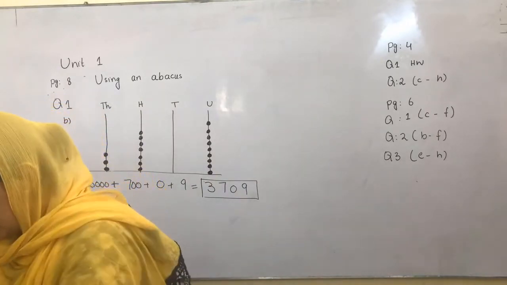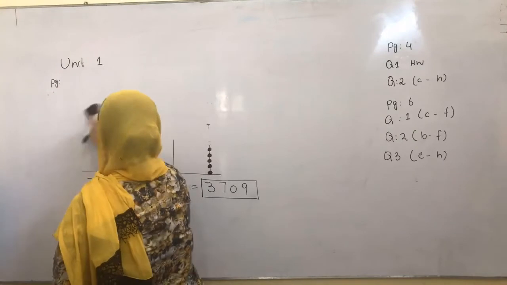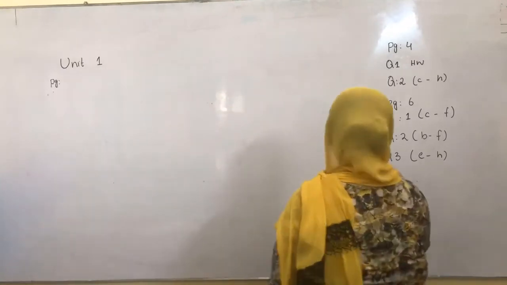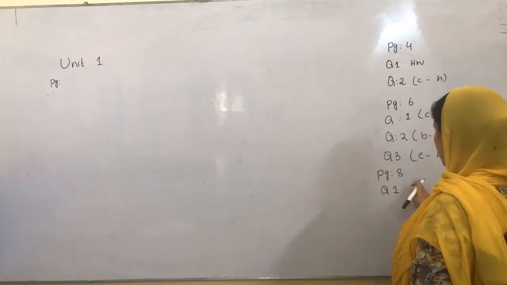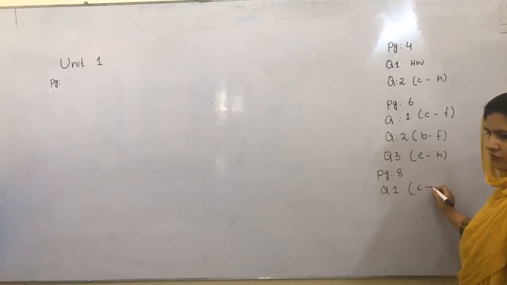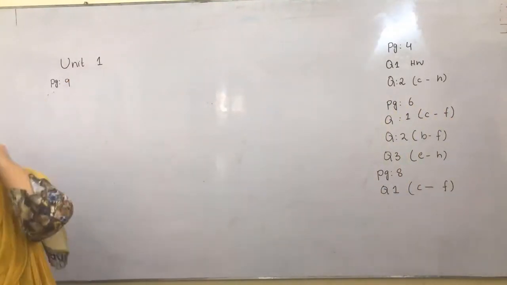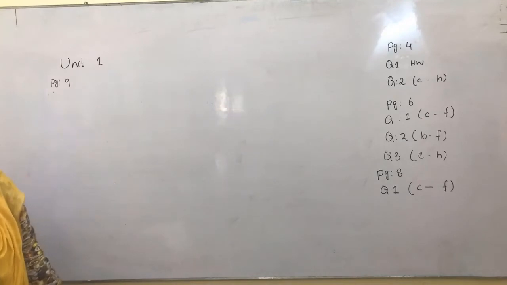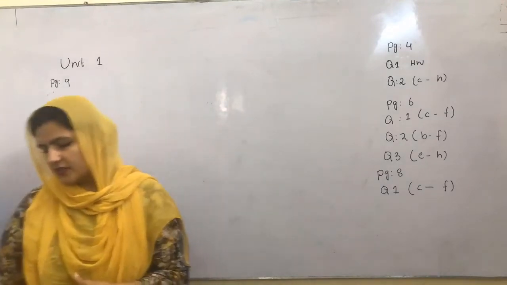Now page number 9. Page number 9 is also very easy. Page number 8, question number 1, C to F part is your homework. Now page number 9, write the number shown on each abacus. In the previous question you had some missing numbers, you just had to write the missing number. Now this question is very easy.